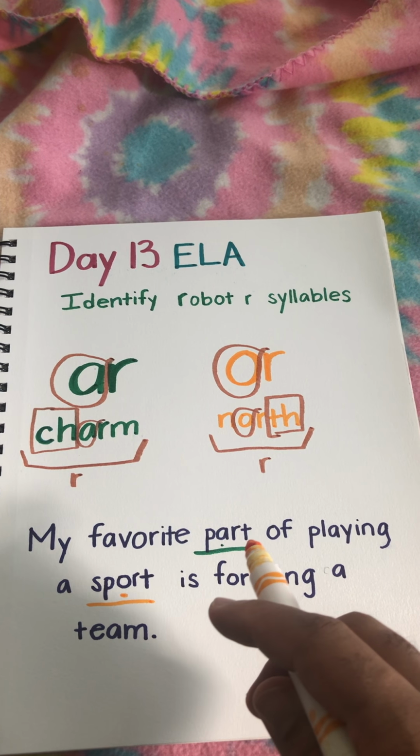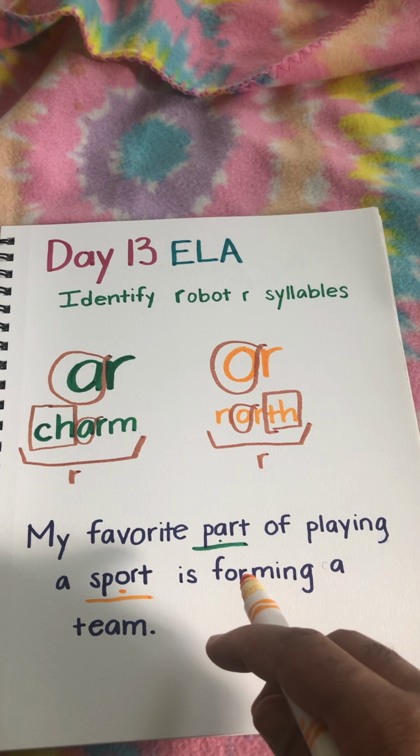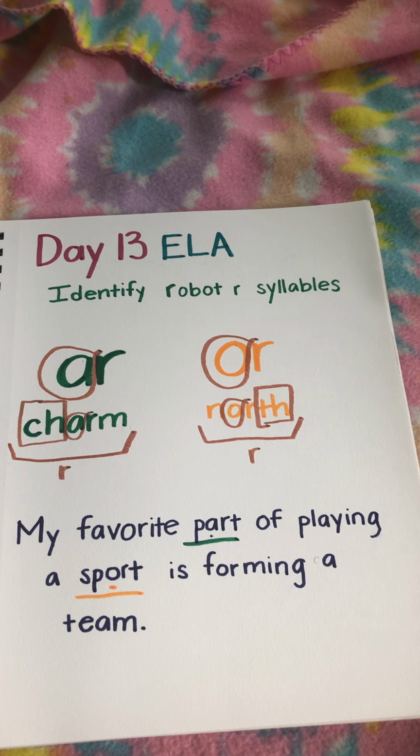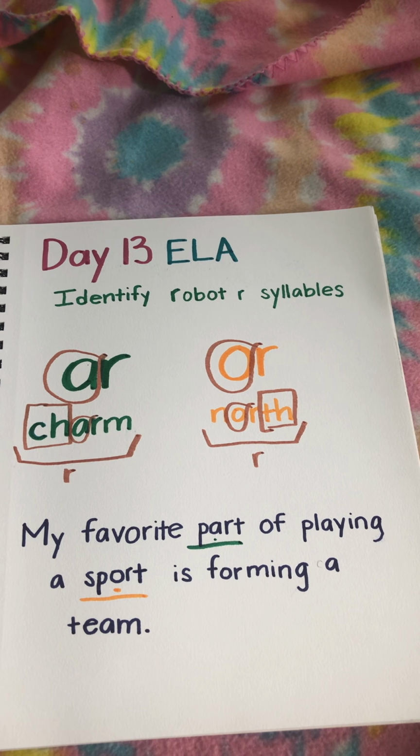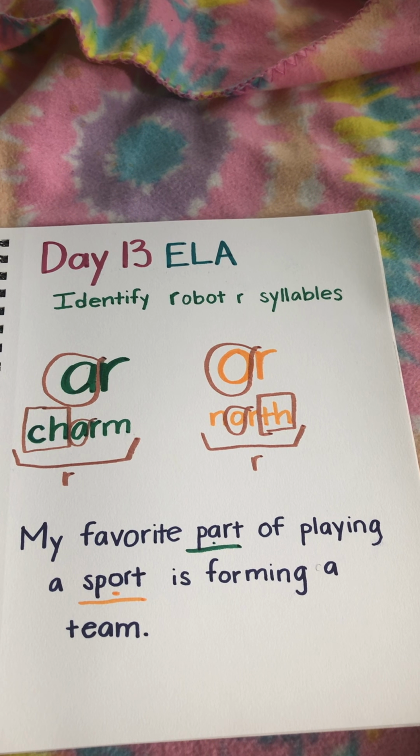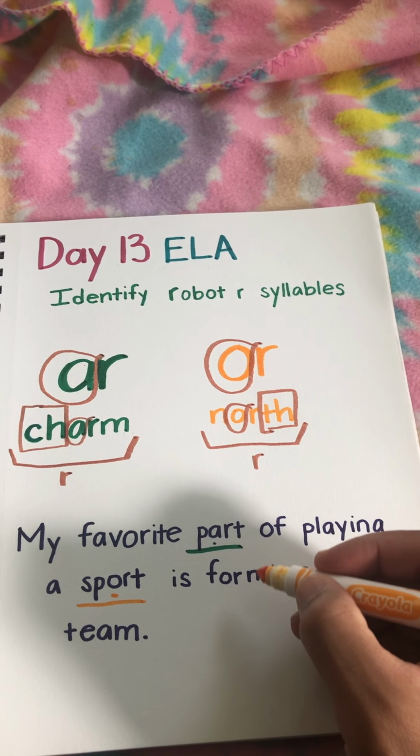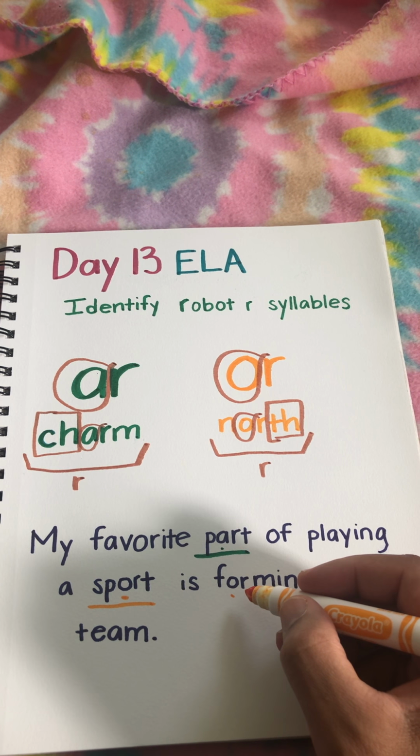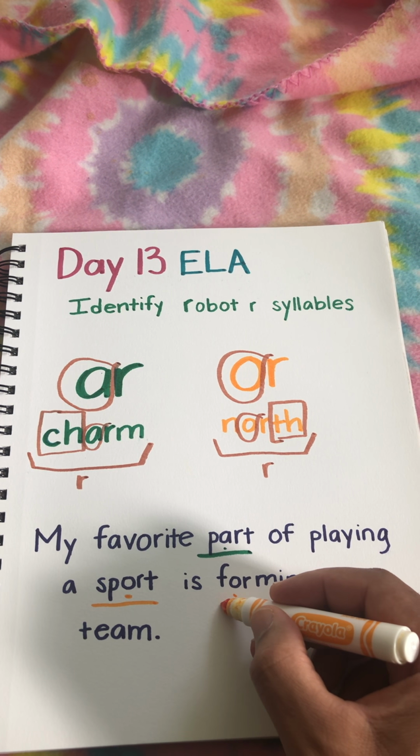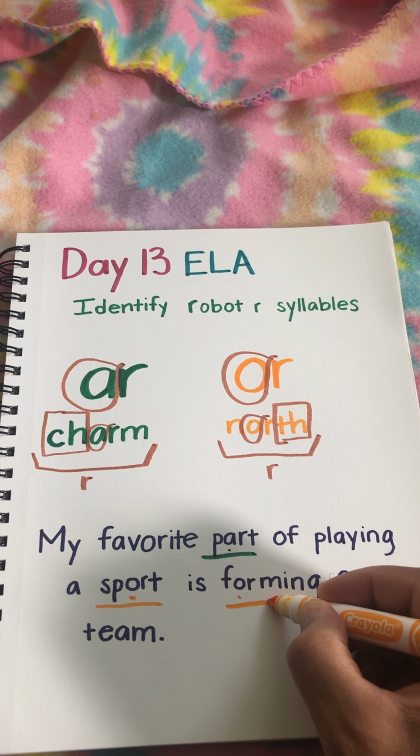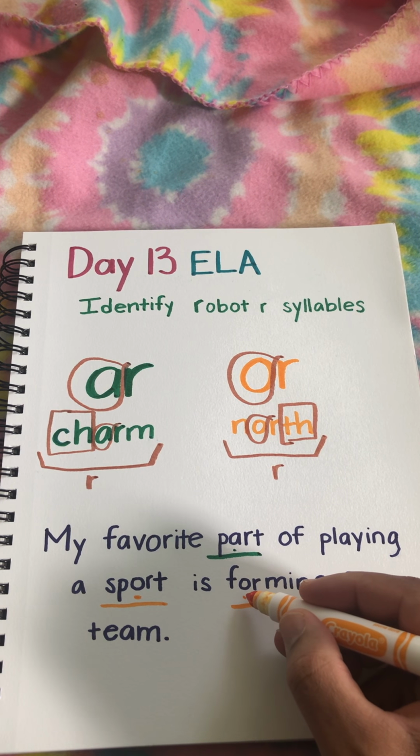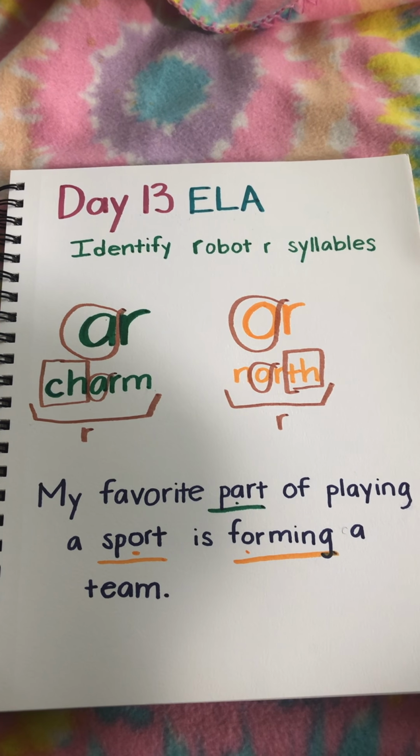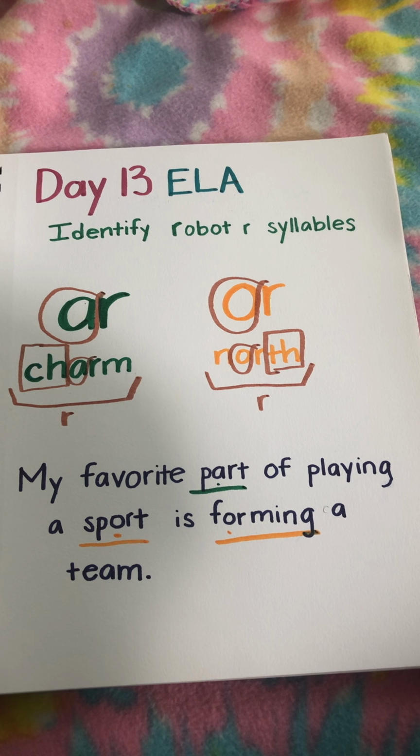My favorite part of playing a sport is forming. Which vowel stealing robot do we see in this? Arthur R or Orville Or? You got it. We see that letter O right next to our robot R. So this is an example of Orville Or. We hear it in that sound, forming. So there's me identifying my robot R syllables.